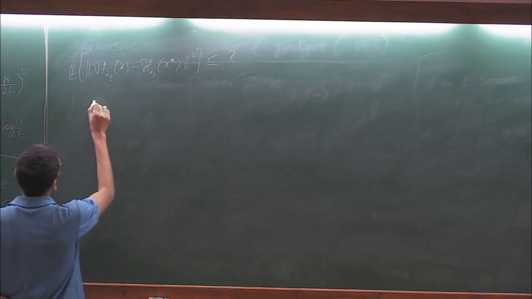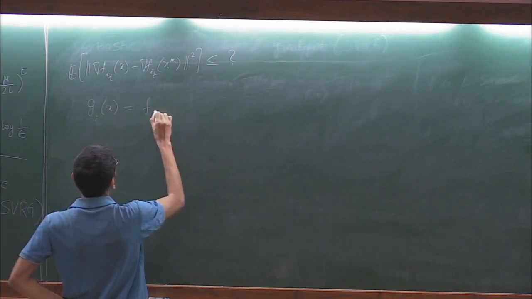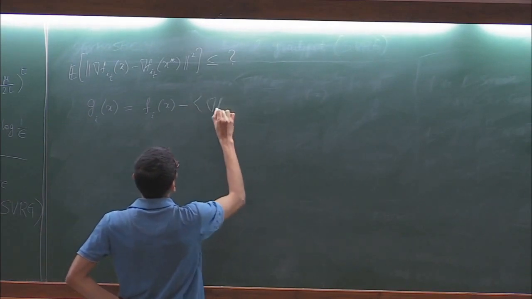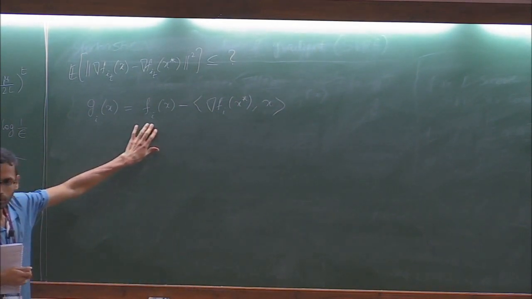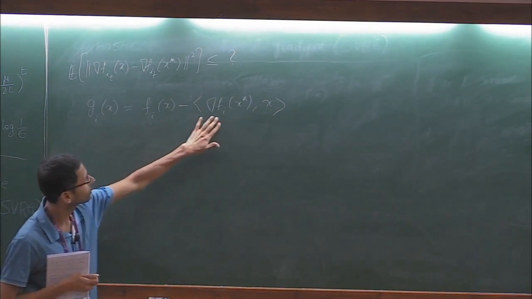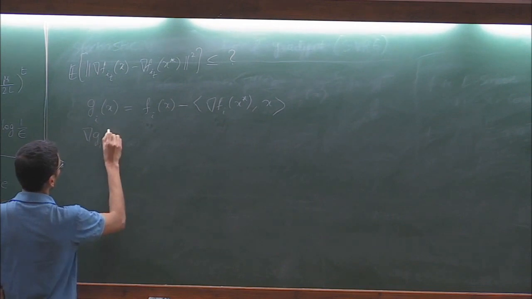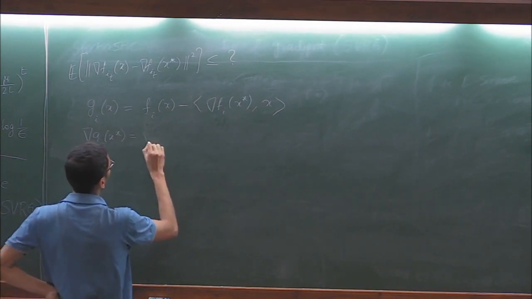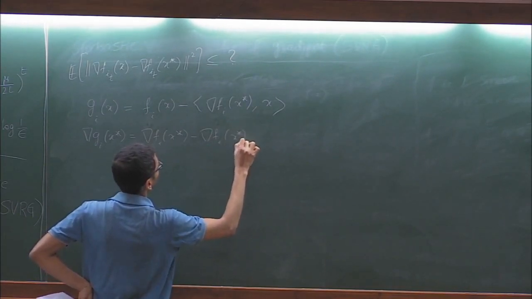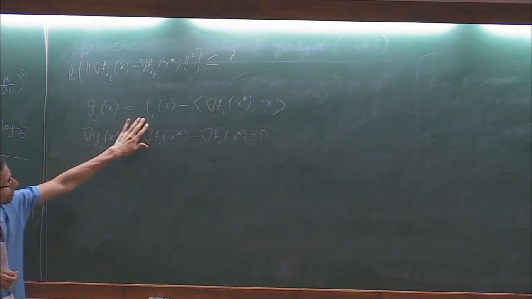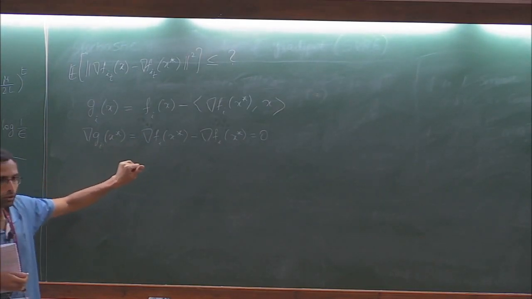Okay, so in order to do this, let's define g_i of x to be f_i of x minus grad f_i of x star, comma x. The f_i's are the functions that were given to us, and we are defining a new function g_i of x to be f_i of x minus a linear term. The reason we are subtracting this linear term is because grad g_i of x star is equal to 0. We also assume that each f_i is convex, and convex minus a linear term is still a convex function. So since the gradient of this convex function at x star is equal to 0, x star is indeed the optimum of this function.